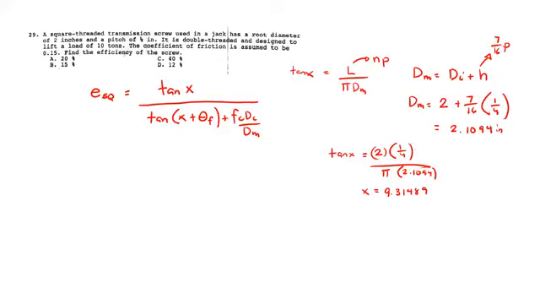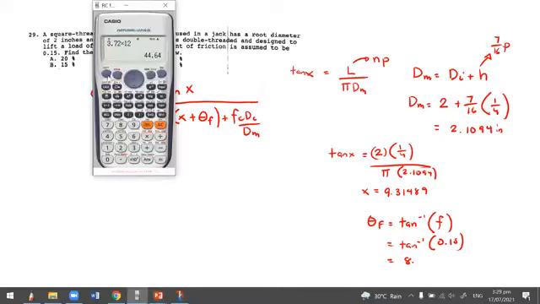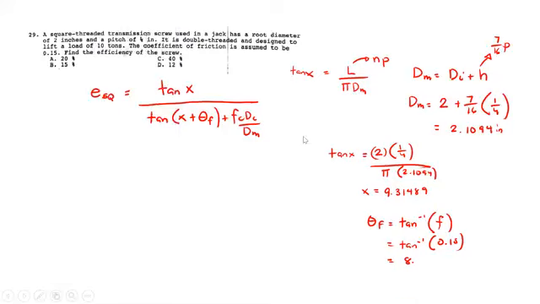Then once we have x, of course we also get the friction angle. Theta F is equal to the arctan of the given friction, so arctan of 0.15, which is equal to 8.53.